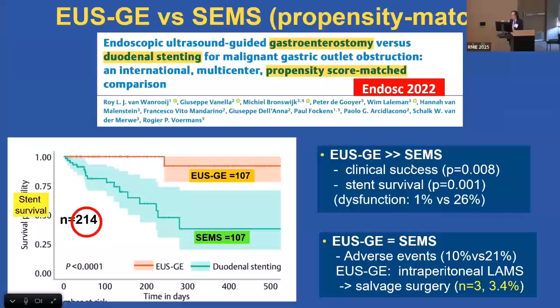Significantly superior to the duodenal SEMS in terms of clinical success and stent survival. The dysfunction rate was 1% versus 26% using the duodenal SEMS. EUS-GE was equivalent to SEMS in terms of adverse events, 10% versus 21%, so double the adverse events, but still not statistically significant. However, there was an intraperitoneal maldeployment of the LAMS in 3 patients, 3.4%, and these patients did have to go to salvage surgery, and so that really deserves mention.